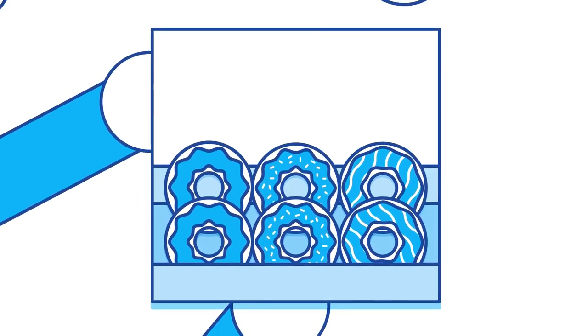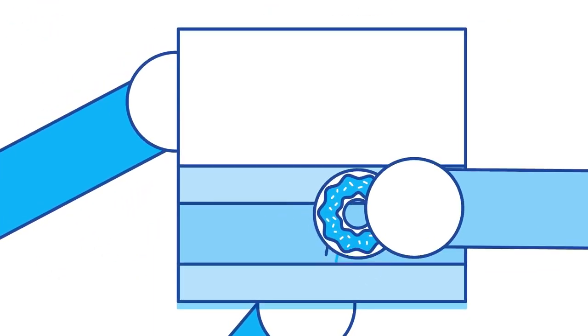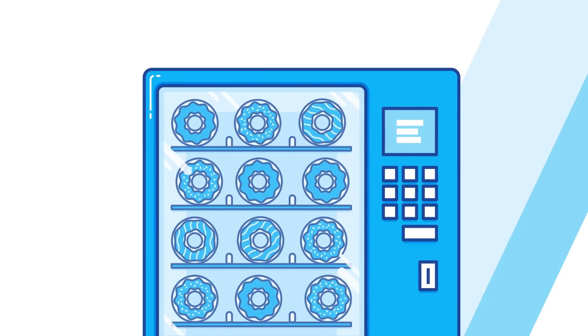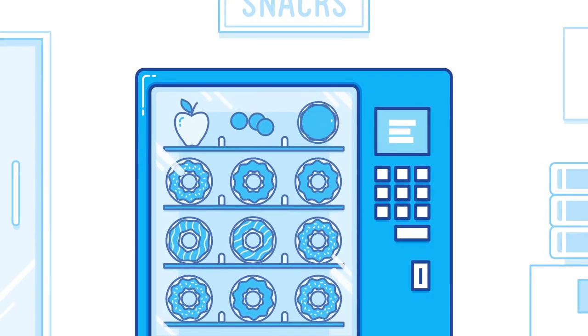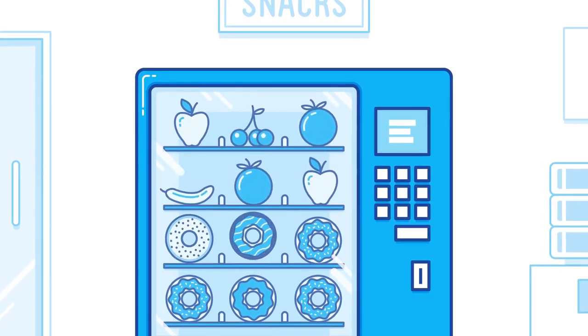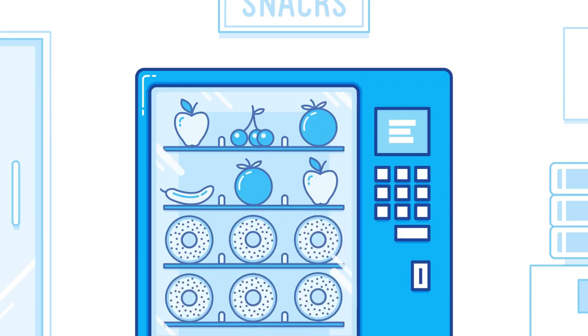Donuts are cheap, easy to share, and very tempting. To create a healthier work culture, try implementing a no donuts policy that replaces unhealthy snacks with wholesome alternatives, such as fresh fruit and whole wheat bagels.